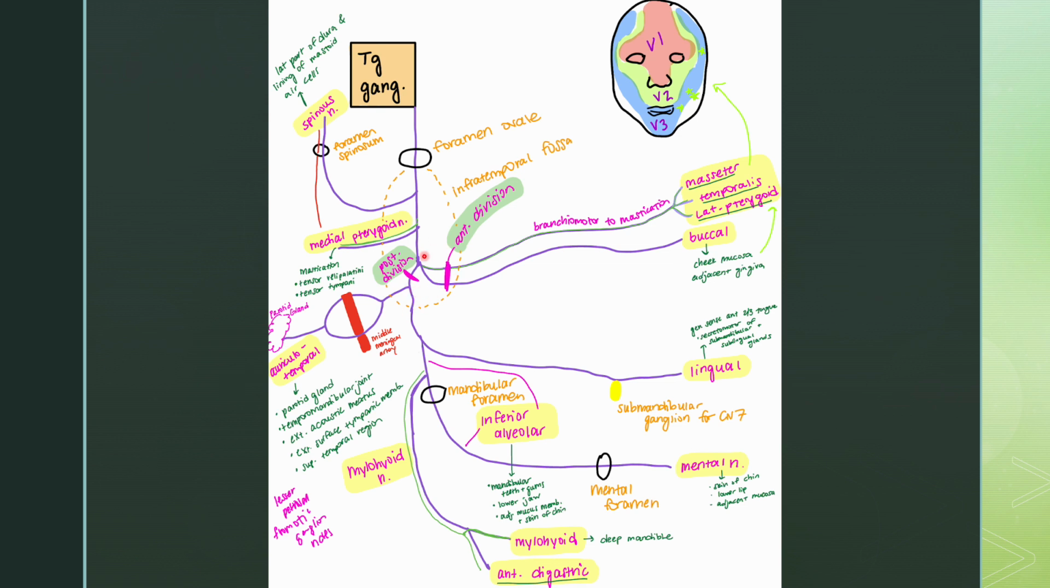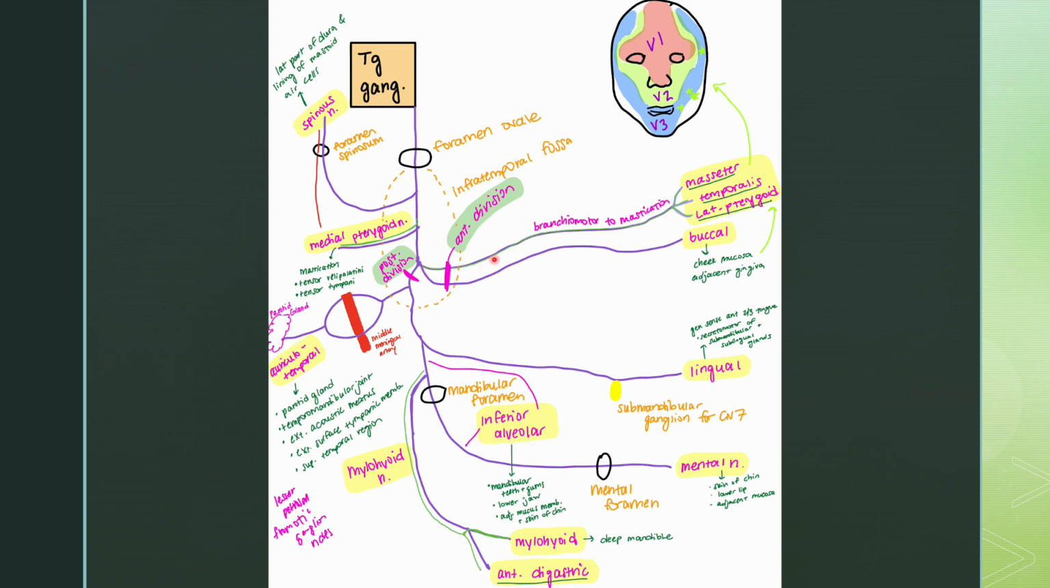So the anterior division isn't too bad. Obviously it's anterior. And the 2 branches that go through there, it's supposed to be mostly motor. The exception is the buccal nerve branch, which is completely sensory. So the anterior division is the buccal branch, which does the cheek mucosa and adjacent gingiva of sensory.